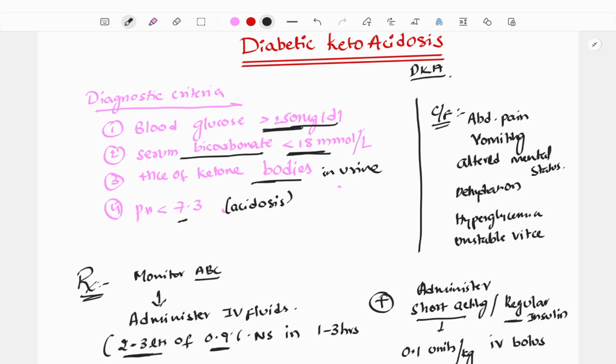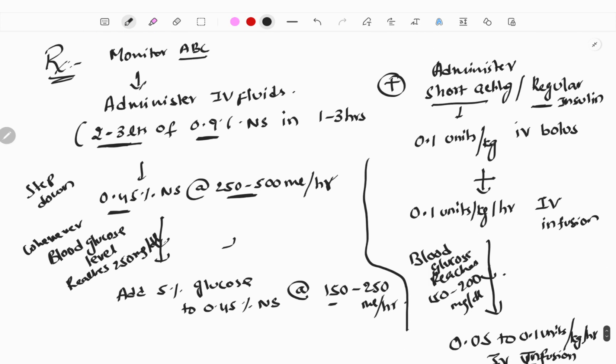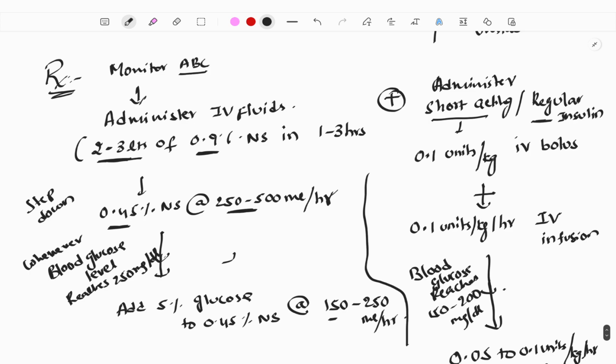As the patient is dehydrated and hyperglycemic, we need to initially monitor ABC and administer IV fluids at the rate of 2 to 3 liters of 0.9% NS in 1 to 3 hours, along with regular insulin of 0.1 units per kg IV bolus. Followed by IV bolus, we need to keep insulin IV infusion at 0.1 units per kg per hour. Monitor the blood glucose, and after 1 to 3 hours administer 0.45% NS at 250 to 500 ml per hour.